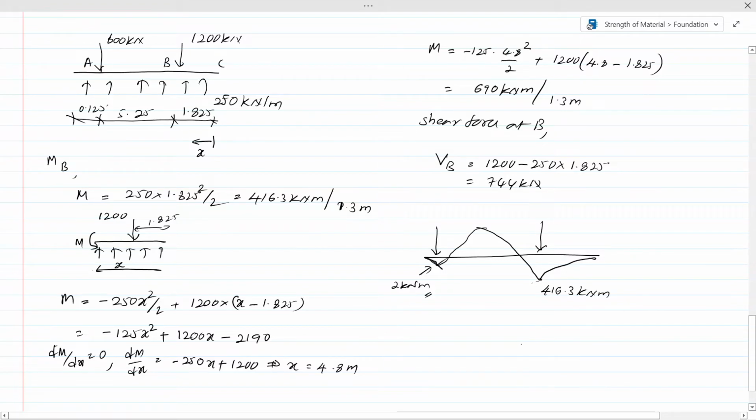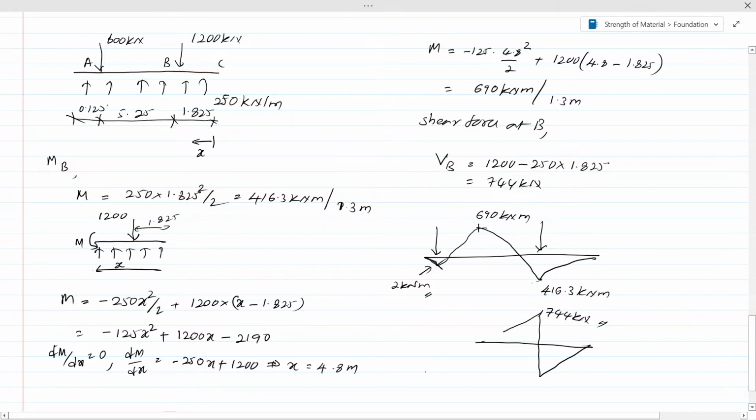Shear force, if you consider this segment, will be like this. We have calculated this value. This is 744 kilonewton, that is the maximum. And this value also we have calculated, the bending moment, that is 690 kilonewton meter.